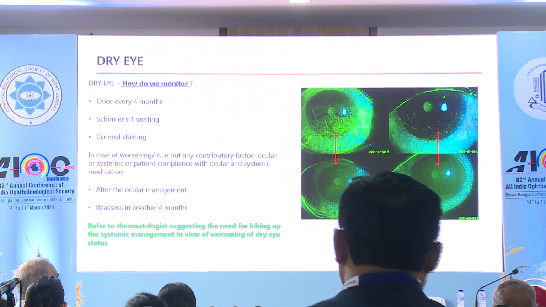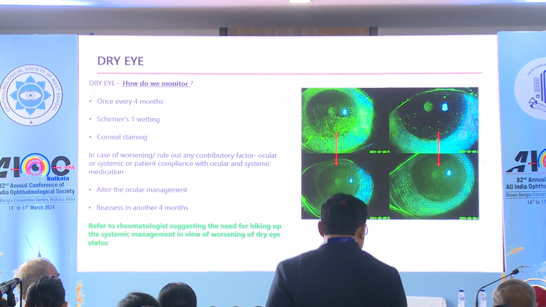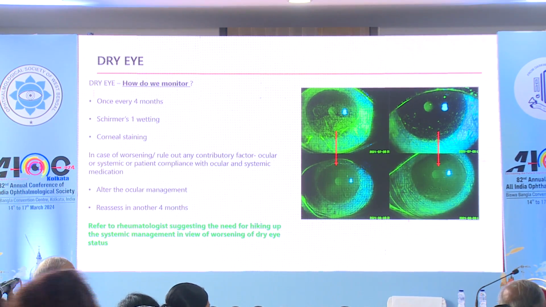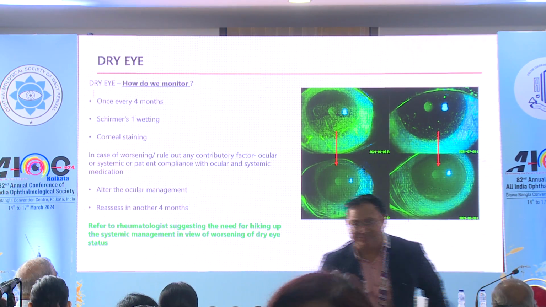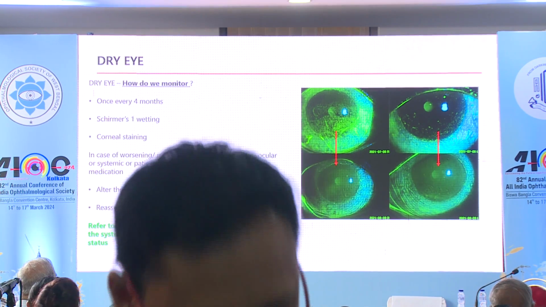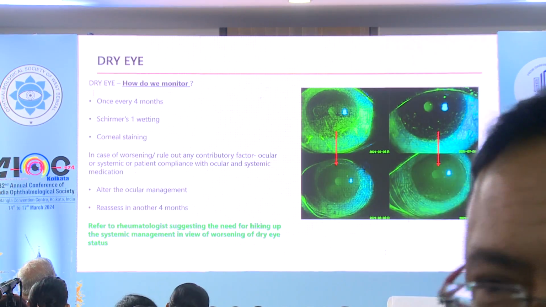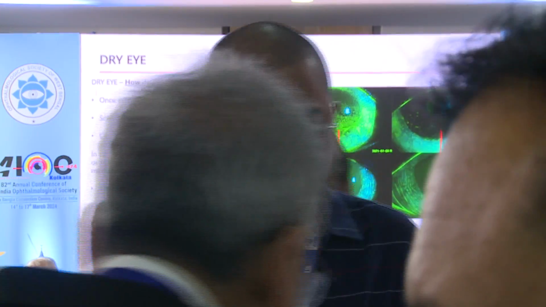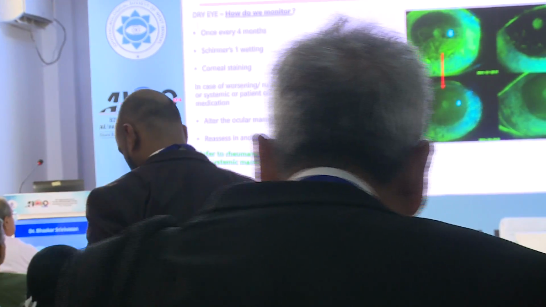So how do we monitor these patients? Obviously, once you have stabilized and noted that yes, it's a Sjogren's or a secondary Sjogren's, you would want to see them every 4 to 6 months. And if there is a worsening, obviously they'll come back earlier. But if there's a worsening of the dry eye and you have addressed everything else, then you will want to probably refer the patient back to the rheumatologist to assess the systemic condition and decide on hiking up of the systemic immunosuppression.